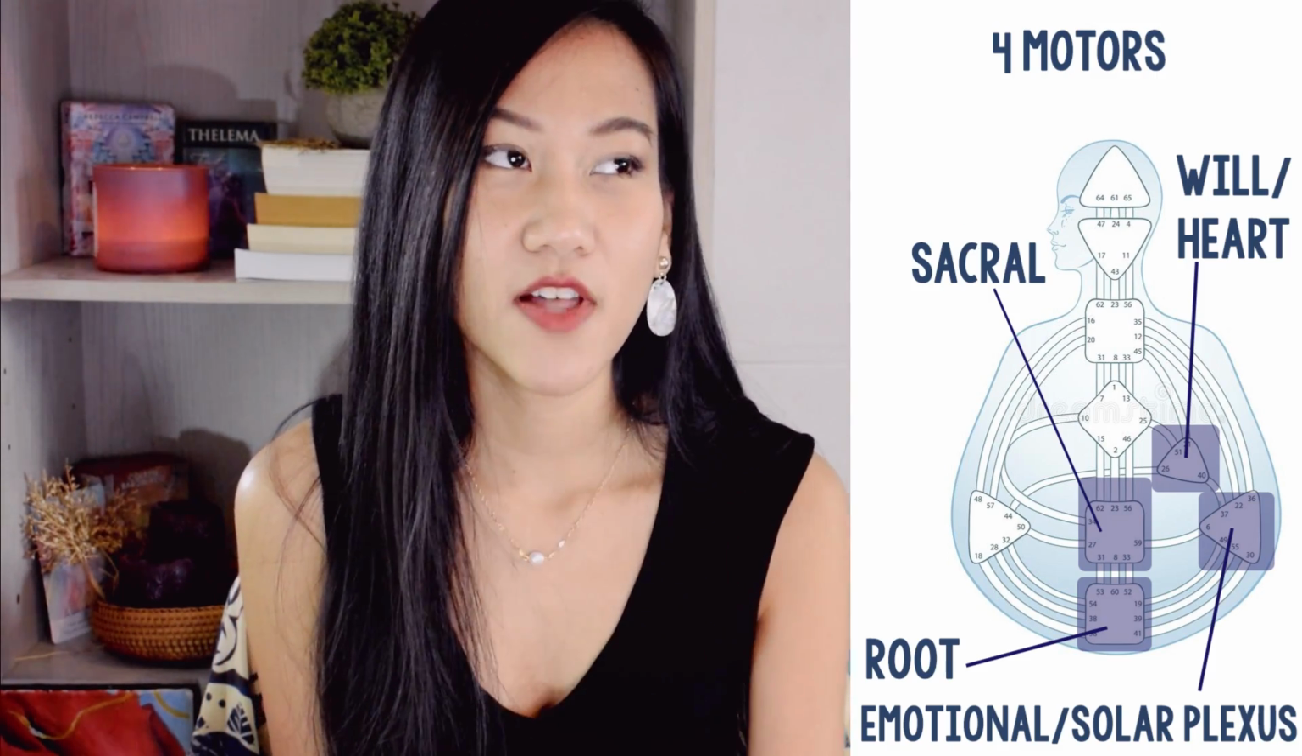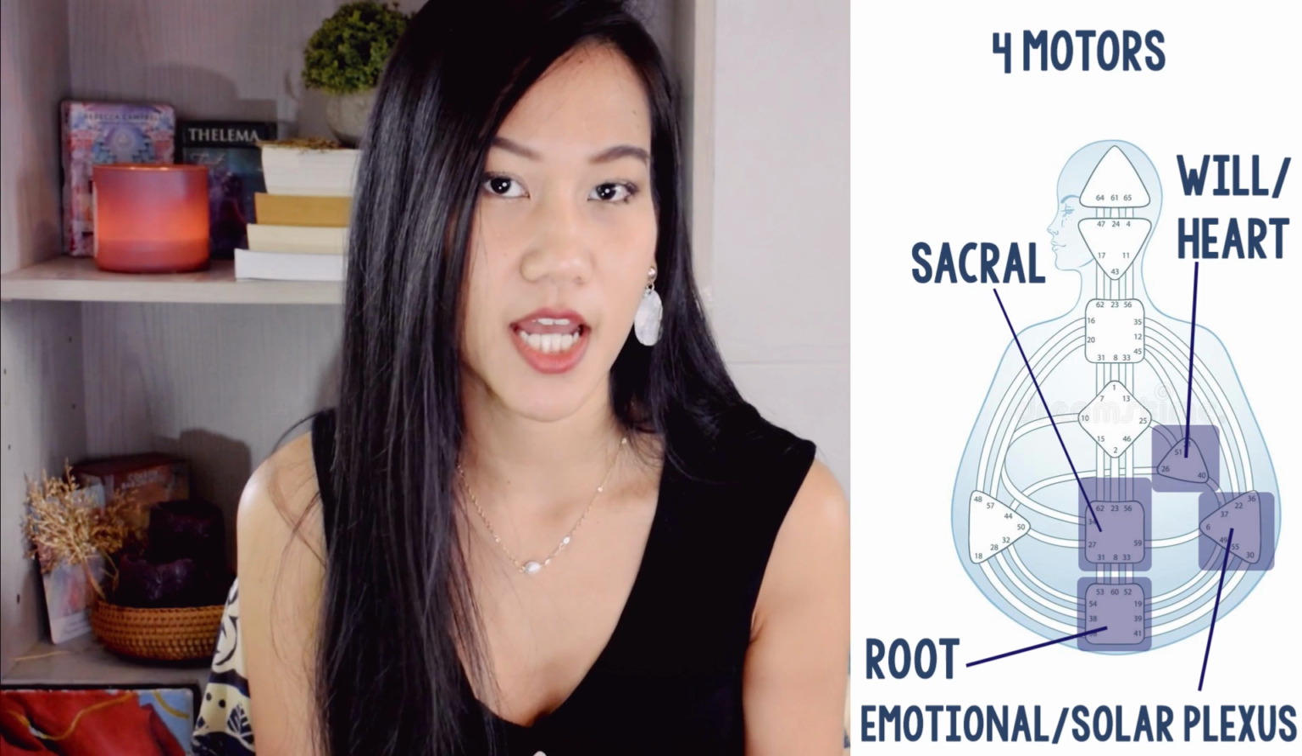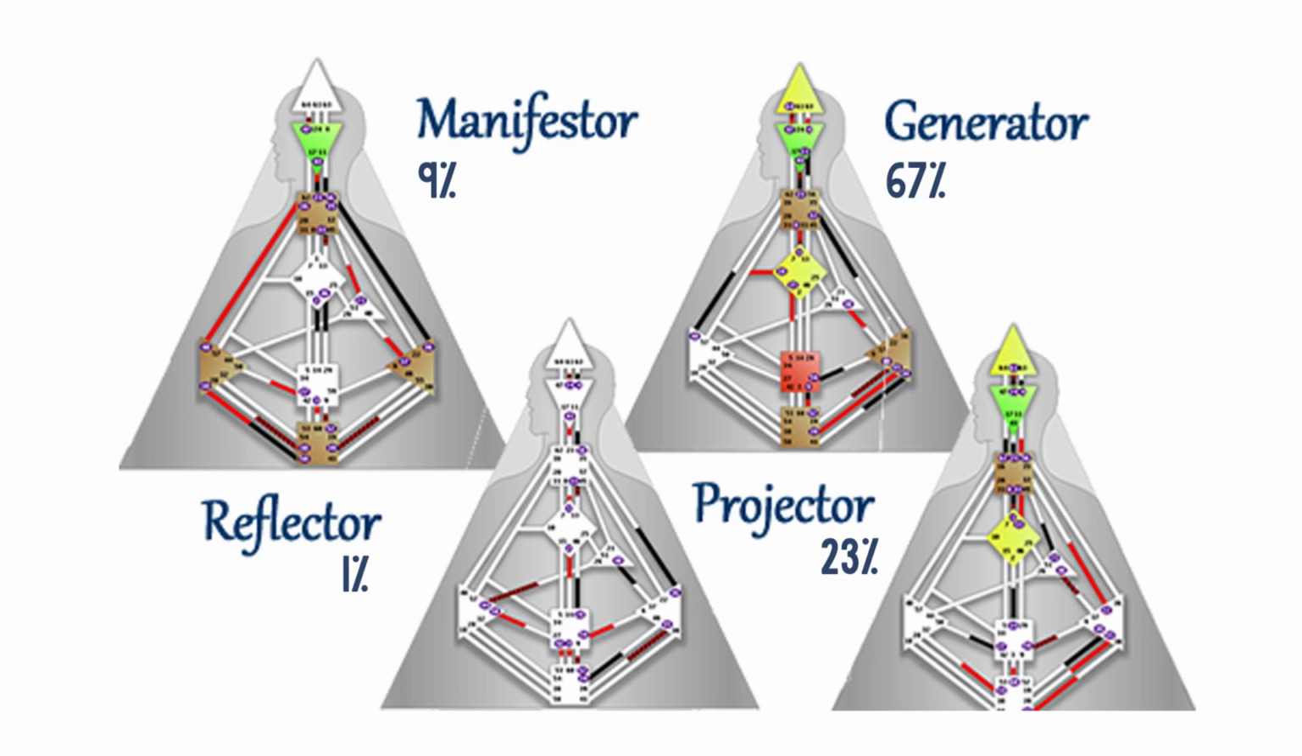Okay, so now let's have a look at each of the aura types. These are the 4 aura types. The generators include manifesting generators as well as pure generators, but I'll tell you what the difference is. So the generators make up approximately 67% of people in the world. If you are a generator, you must have your sacral center defined.